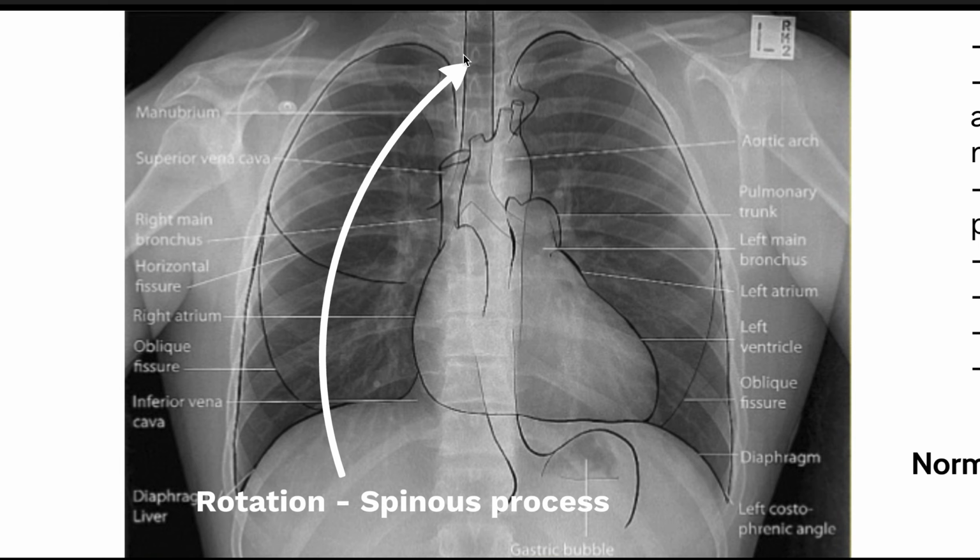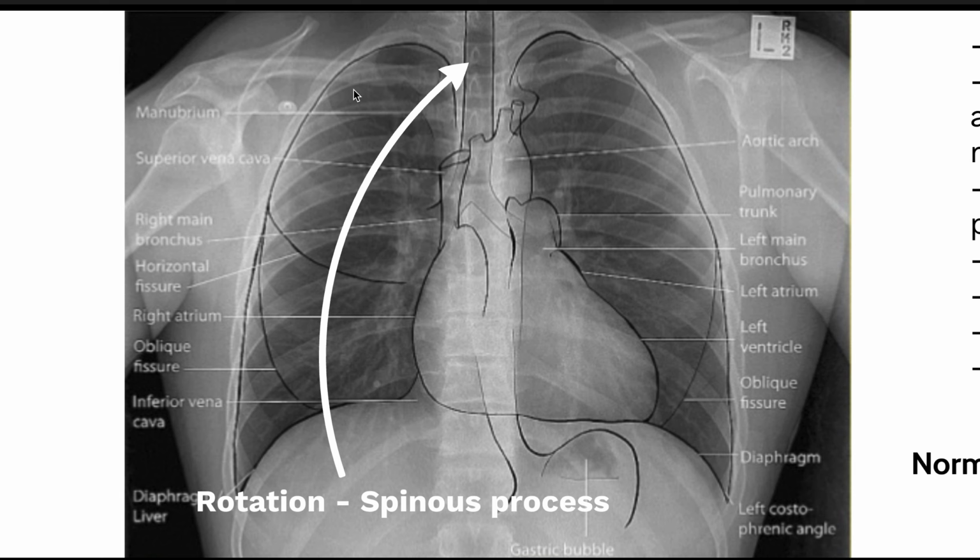So start off by looking at the trachea, then the vertebral bodies, and check if the spinous processes are directly in the middle. Now you can see the heart here, and you can see the left ventricle highlighted, and then you can see the right ventricle. You can also see on the bottom here the diaphragm, known as the hemidiaphragms, and then we have the left costophrenic angle, which is on the bottom right of your screen, and the right costophrenic angle on the bottom left of your screen.